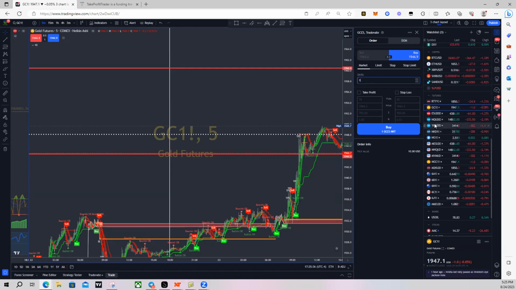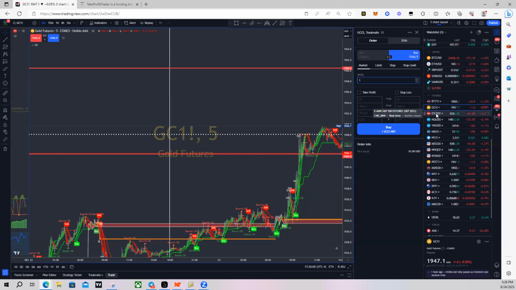If you want to take less risk on a trade, say for instance, if I wanted to trade gold and it's the regular GC1, this is the mini, your tick value is $10 per tick. If you don't want to risk the full $10 per tick on gold, but you still want to trade gold, instead of trading the mini, you're going to trade the micro.